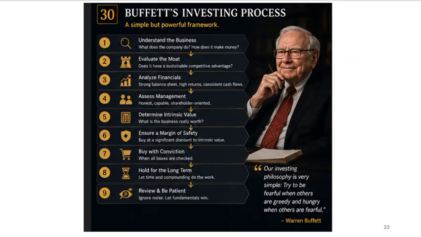So Buffett's investing process, a simple but powerful framework. Understand the business. What does the company do? How does it make money? Evaluate the moat. Does it have a sustainable competitive advantage? Analyze its financials. We discussed the balance sheet, high returns, and consistent cash flows. Assess the management. It should be honest, capable, and shareholder oriented. Determine its intrinsic value. What is the business really worth?